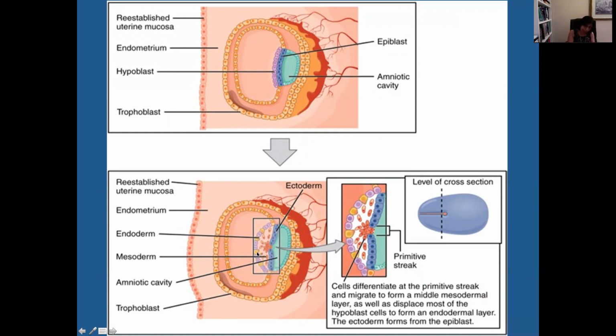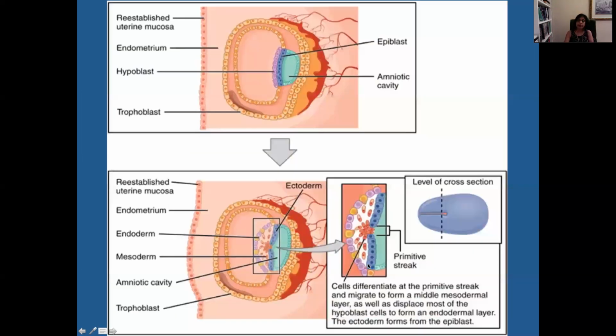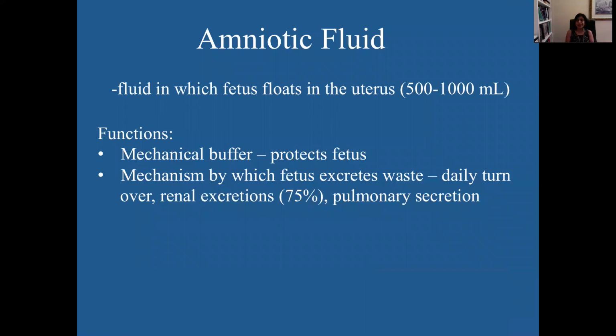Okay, each layer gives rise to specific body structures. All right, so that's what is expanded here. So you can see this pattern. This is our endoderm. This is going to be mesoderm, and this is going to be ectoderm. Okay, so we will talk about amniotic fluid a little bit.